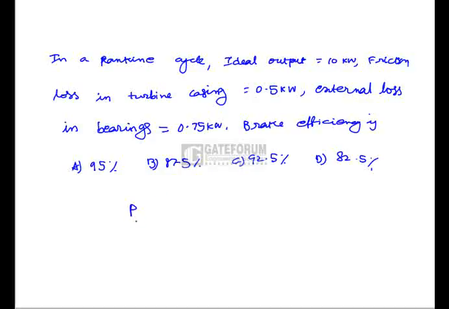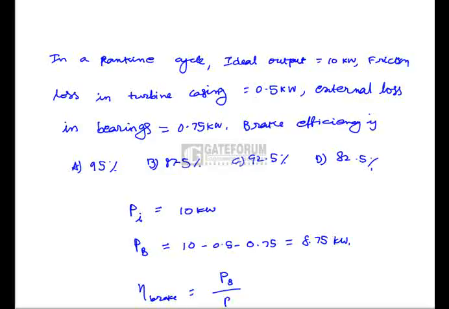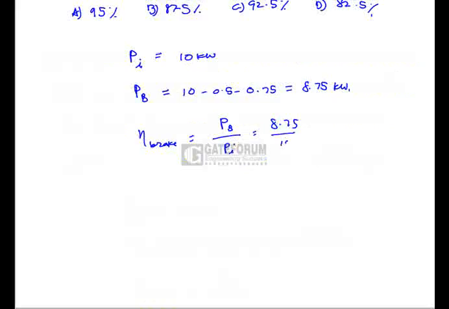Let us say PI is 10 kilowatts, and brake power is the difference of the ideal output and the losses in the cycle, that is 10 minus 0.5 minus 0.75, which is equal to 8.75 kilowatts. Now the brake efficiency is equal to the brake power over the ideal power, which is 8.75 by 10, equal to 87.5%. So in the options, the correct option is B.